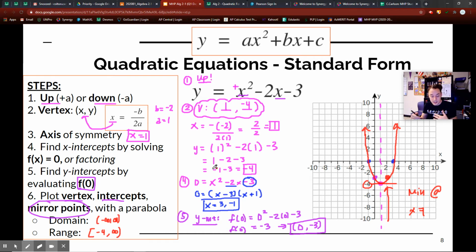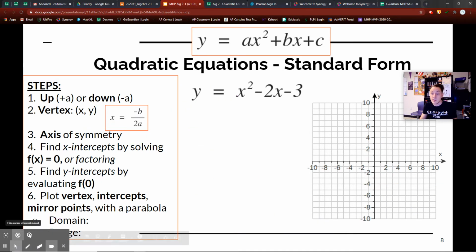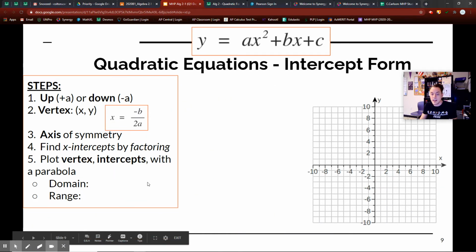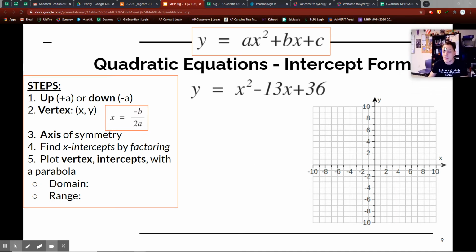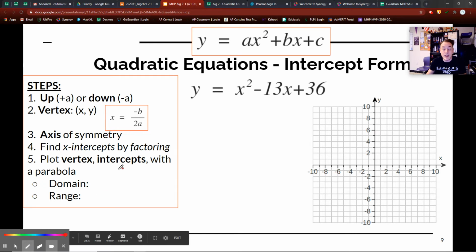Let's erase and go through another example, what we call putting it in intercept form. After that we'll have one more example with quadratic systems, and then we'll be done. So intercept form is basically the same thing as standard form. I mean, standard form and intercept form can basically be used interchangeably. So when I say standard form, I really do mean intercept form. It's the exact same thing.